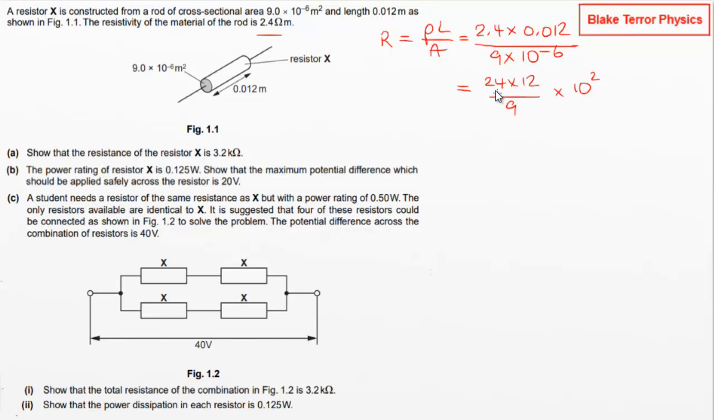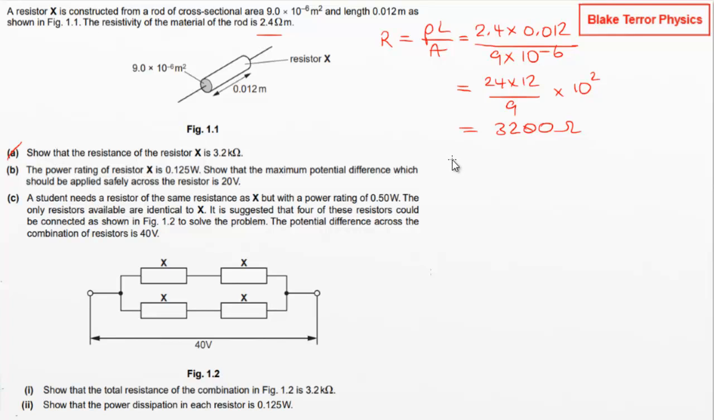So we can take a 3 out of each one of those things at the top and have 8 times 4, which gives us 32 times 100, so 3,200 ohms, which is what they wanted. The power rating of resistor X is 1/8 of a watt. Show that the maximum potential difference which should be applied safely across the resistor is 20 volts.